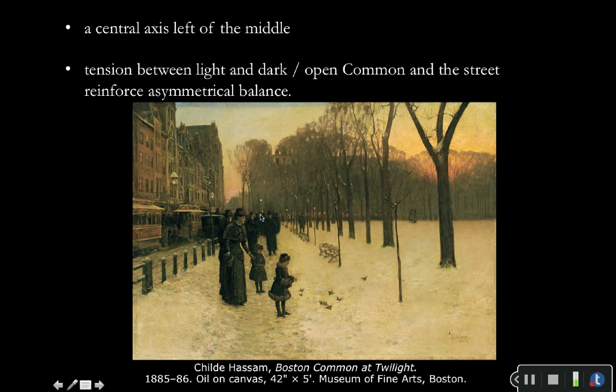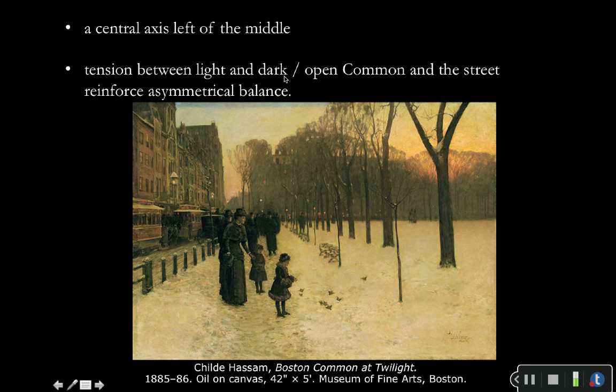And then we've got the darker part over here and the lighter part over here. So we've got a central axis left of the middle, and then we've got tension between light and dark. Okay, so we've got this darker part of the frame here, and then that's balanced with the lighter part over here. Same goes with the openness and the busyness of the street, right?